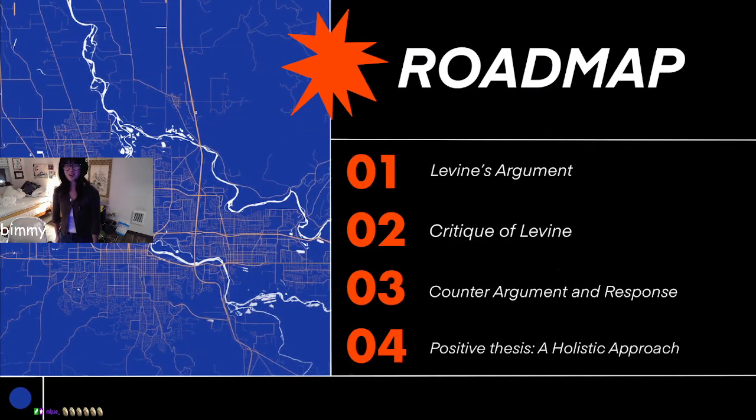Here is a roadmap of what I will be presenting today. First, we're going to look at Levine's argument, then my critique of Levine's argument, and then a counter-argument, which could be from another point of view, but specifically I'm trying to stay within Levine's argument and what he might argue against my critique, and a response to that, and then my positive thesis, which is a holistic approach to racism.